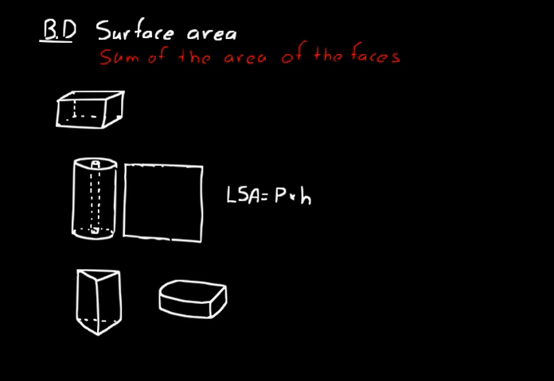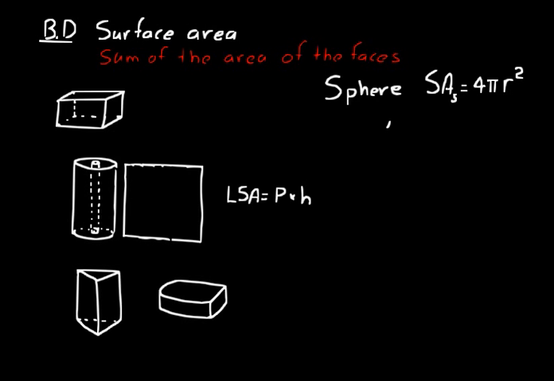Now a sphere has a special formula for its surface area, just like all the circular shapes have special formulas for their circumference or perimeter, area, and volume. A sphere's surface area, we'll say SA subscript S, is equal to 4 times pi times the radius squared. So you can't use perimeter times height or anything like that for a sphere. You have to use 4 times pi times r squared. That's the formula that you have to use.